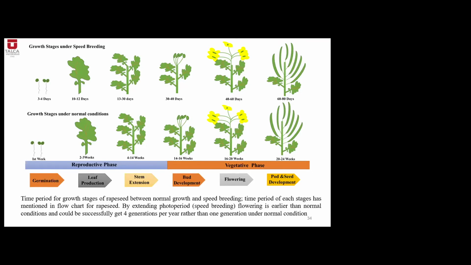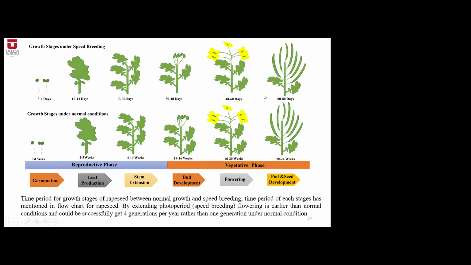Rather than waiting 2 years, like in Wuhan where there is only one generation per year, we can grow the transgenic mutant plants under speed breeding to get T-DNA free transgenic plants for commercial breeding.